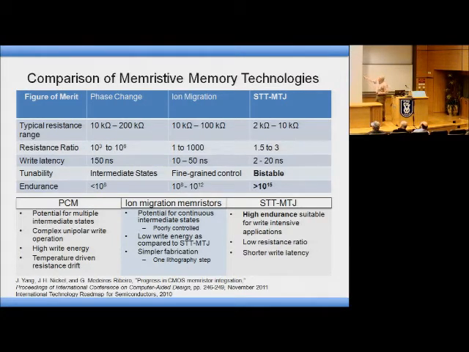The good news is everything else is good. It's got a natural bistable state. The write latency is relatively quick as compared to other memristor technologies. The endurance is good, but that's the catch. That's the Achilles heel of the STT technology. And so that's where the circuit design gets interesting.